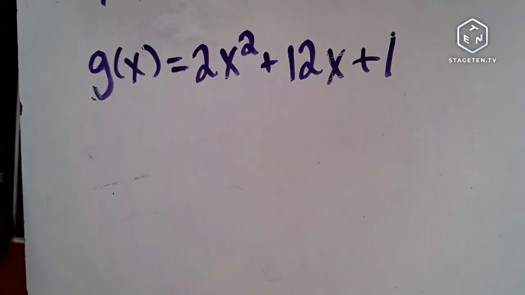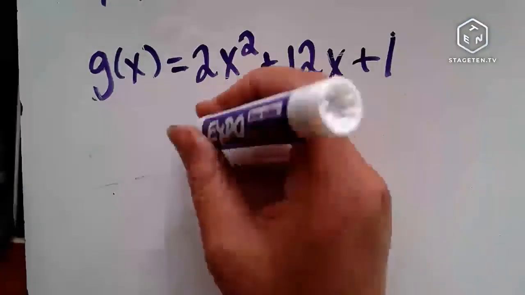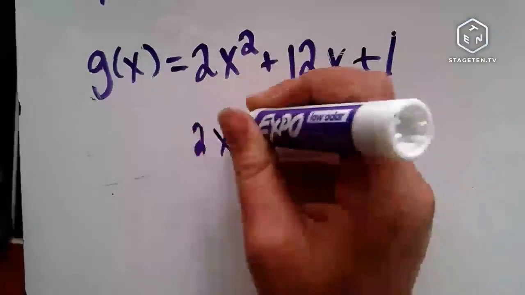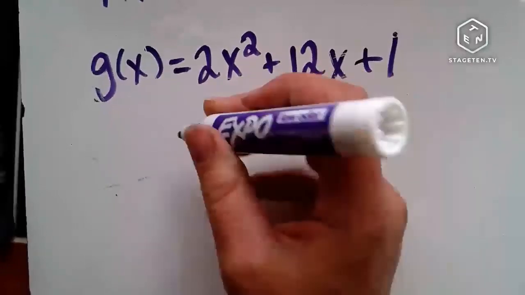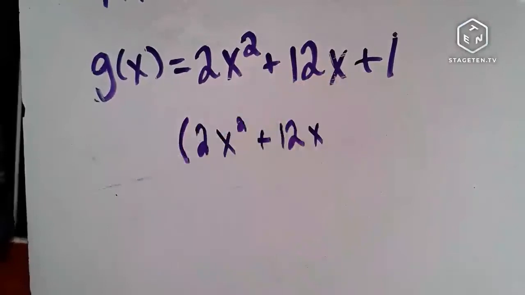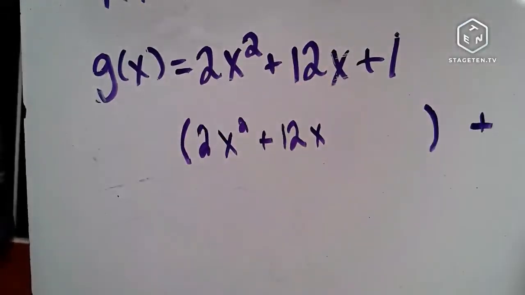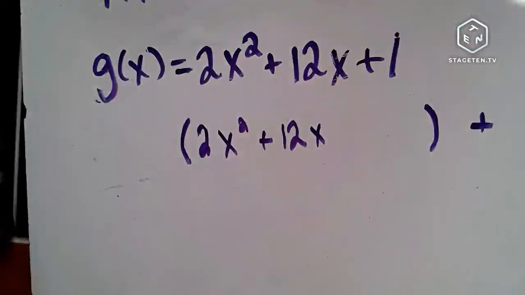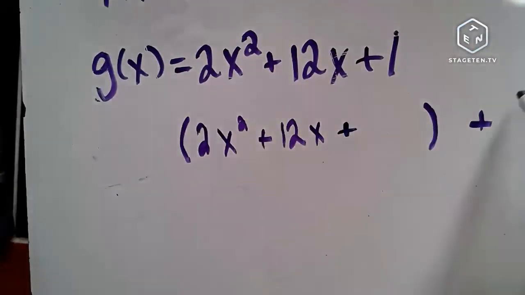I'm going to grab some other colors. Alright, so we're going to focus on the 2x squared plus 12x, right? This is going to be the part where we complete the square. And we're going to leave the plus 1 out here. So we're going to add something here. I guess I'm going to put the plus 1 here, sorry.